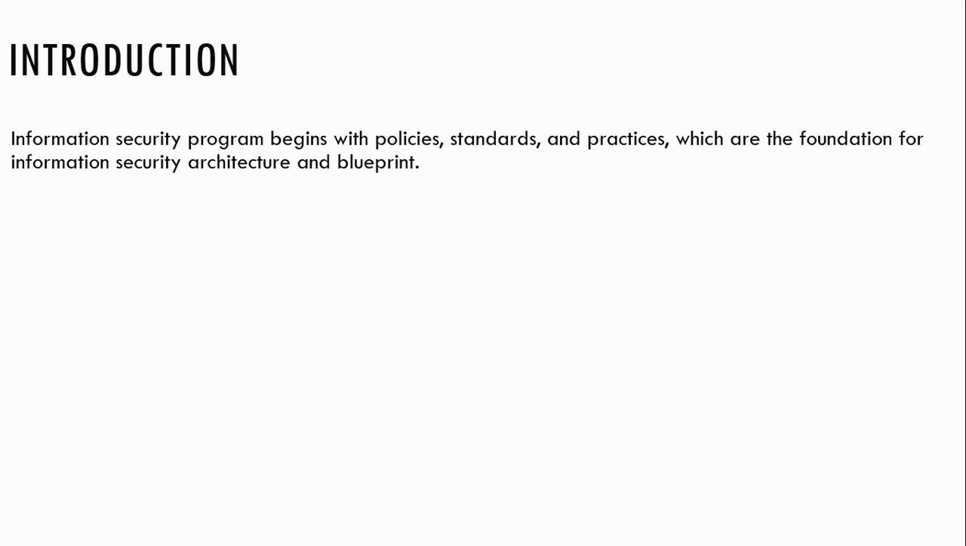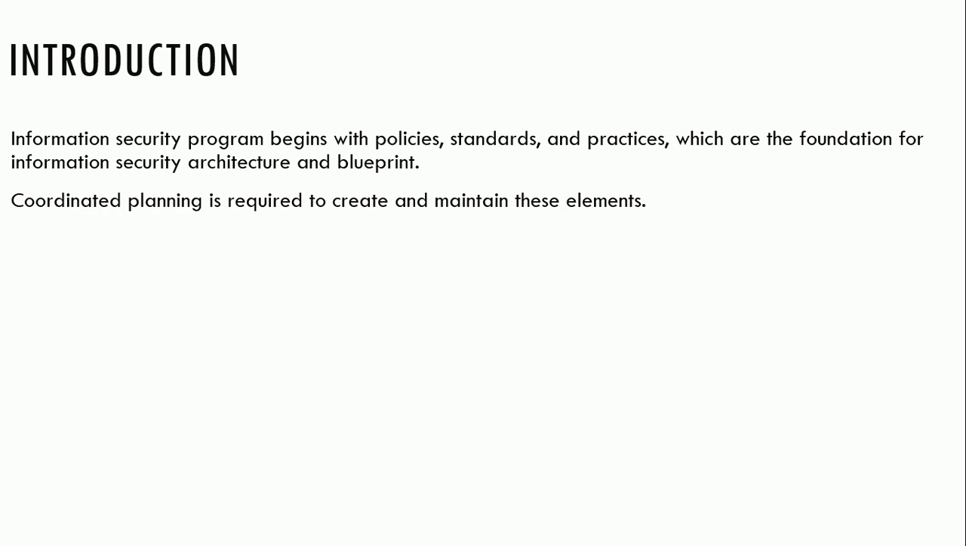So, a quick introduction. The information security program begins with policy, standards, and practices. This is an important concept. Before we can implement IT security, we have to have a policy, we have to have a plan in place, and then a policy. We're going to talk about this later on, but if you don't have a policy in place, then you really don't know what you're doing with your IT security program. So, policies and procedures and all those sorts of things are certainly very important, and that's what we're going to talk about in this unit.